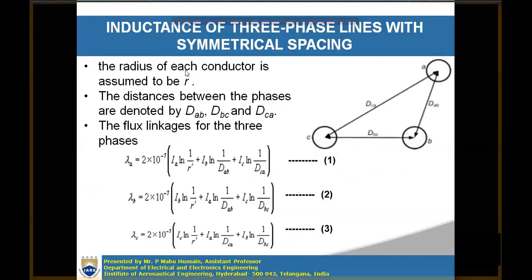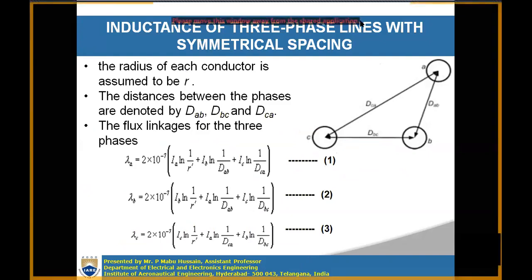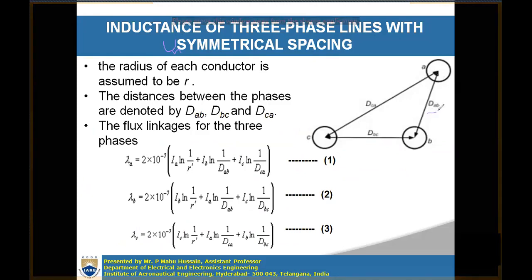Right. So next, determine the inductance of three-phase lines with unsymmetrical spacing. So this is unsymmetrical spacing. Okay. Unsymmetrical spacing you have to consider now. That means the distance between any two conductors is not the same. Okay. So the distance from A to B is taken as DAB. Distance from B to C is taken as DBC.